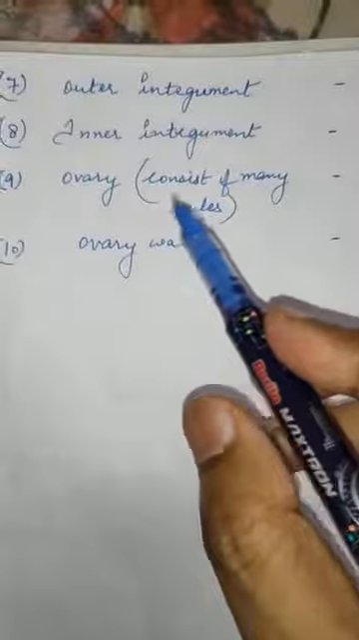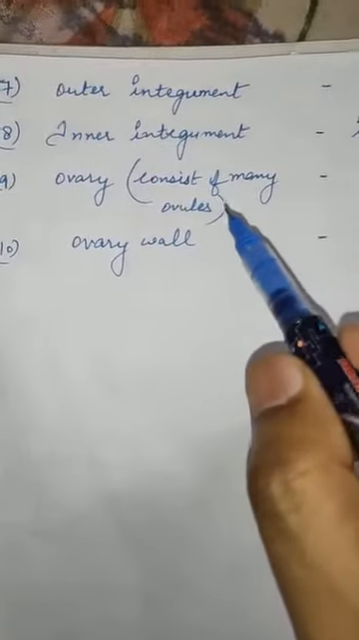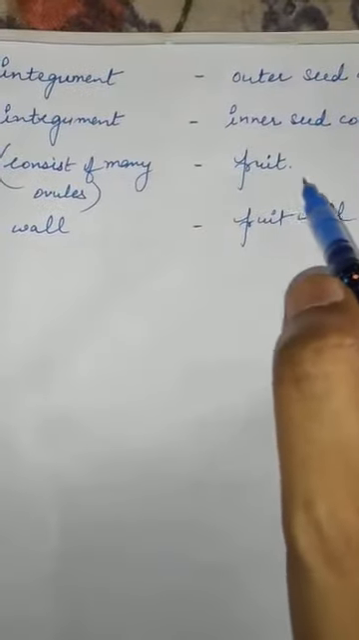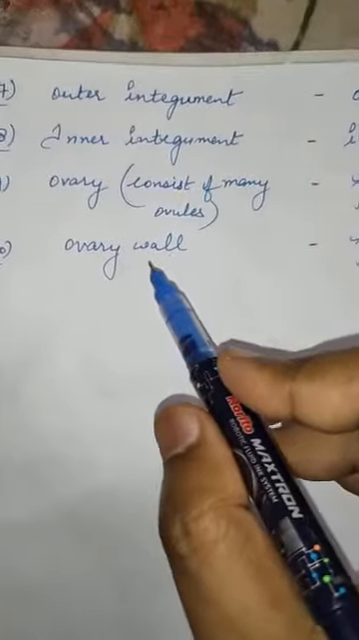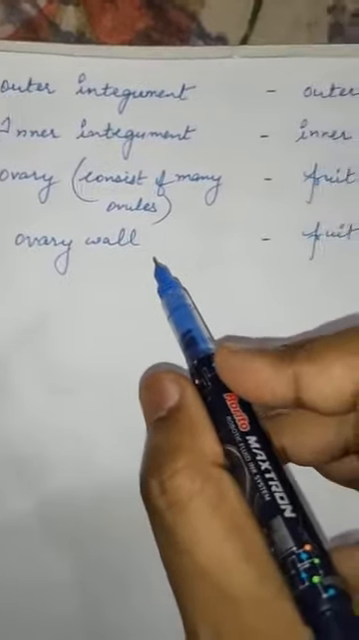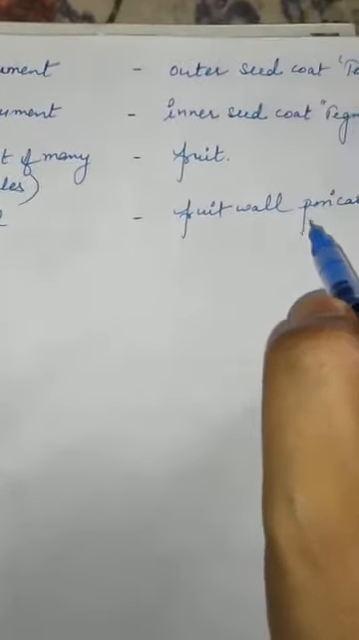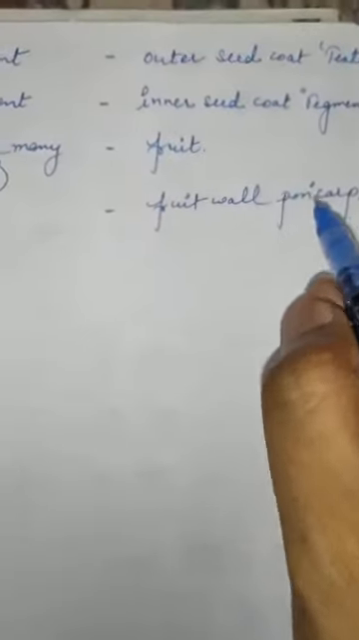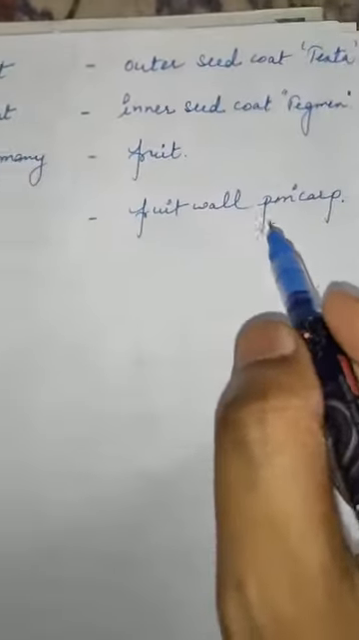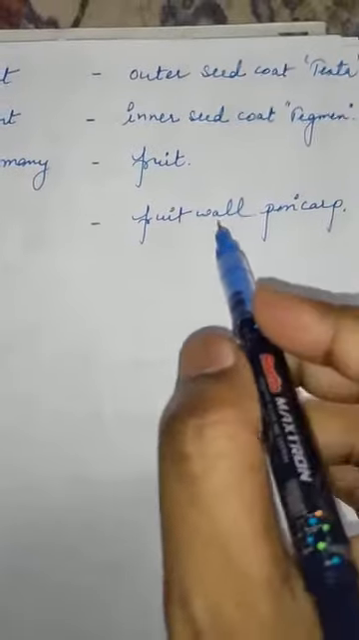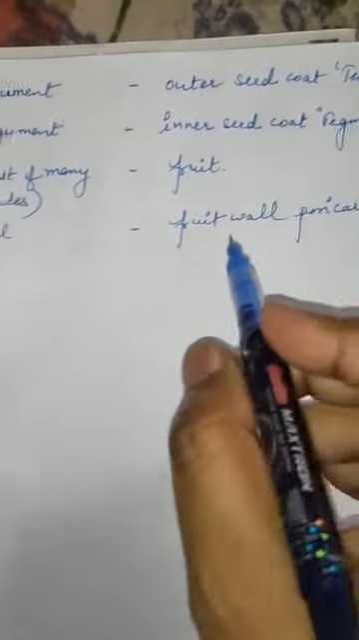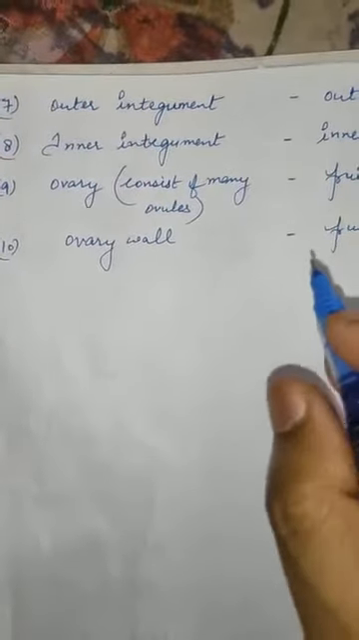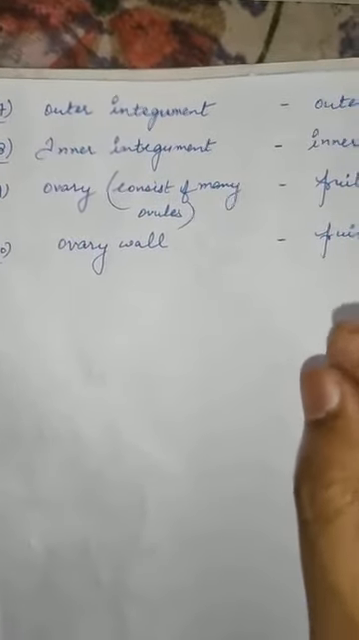Now the ovary consists of many ovules, and the final product of it is the fruit. The fruit will form, right? So what will the ovary wall convert into? It will convert into the fruit wall, that is called the pericarp, clear? Okay, I hope now it is clear. These are the important points, right? You must learn them.